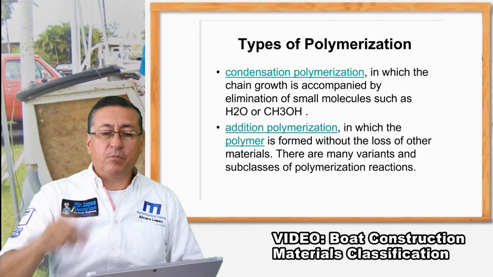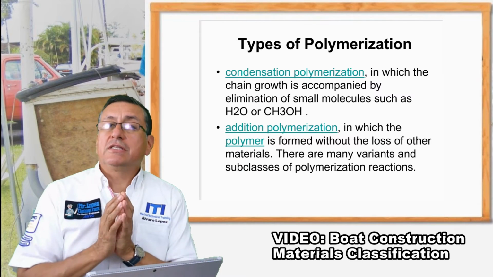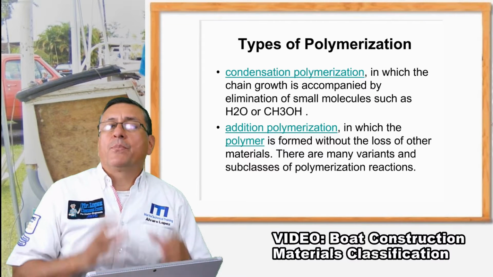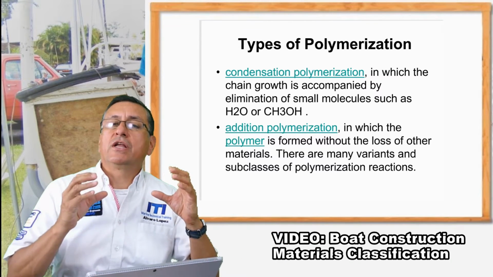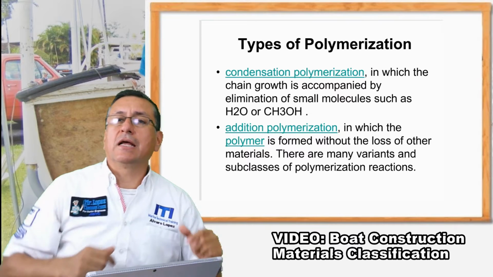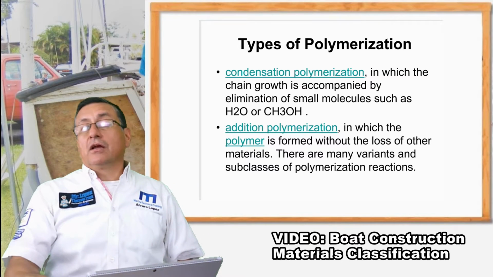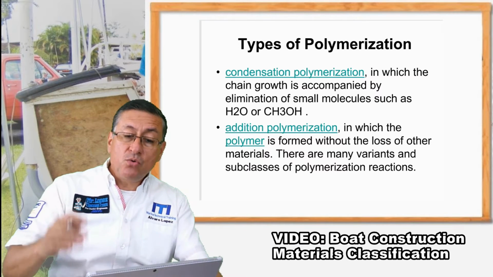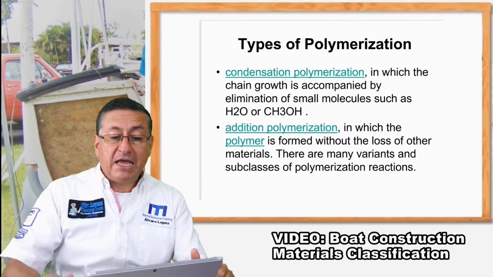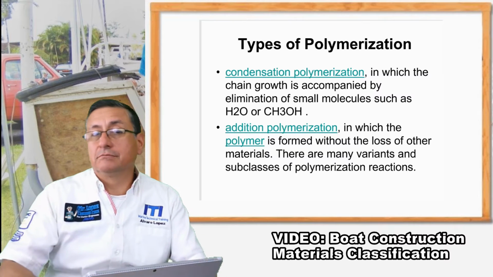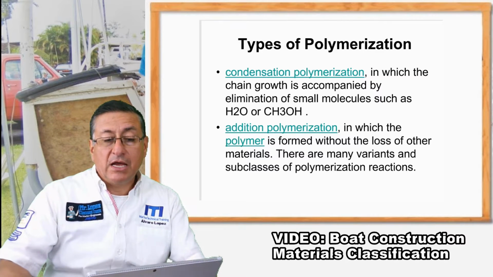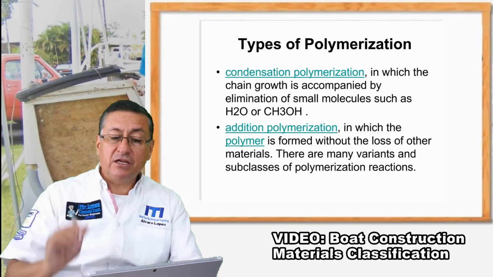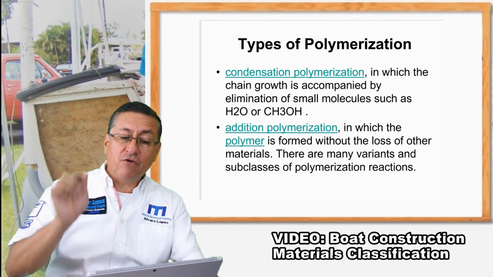There are two types of polymerization. There are processes that produce water at the end, and processes of polymerization where you need an added external element. Condensation polymerization, in which the chain growth is accomplished by elimination of water. That's very common. And addition polymerization, in which the polymer is formed without the loss of other material.